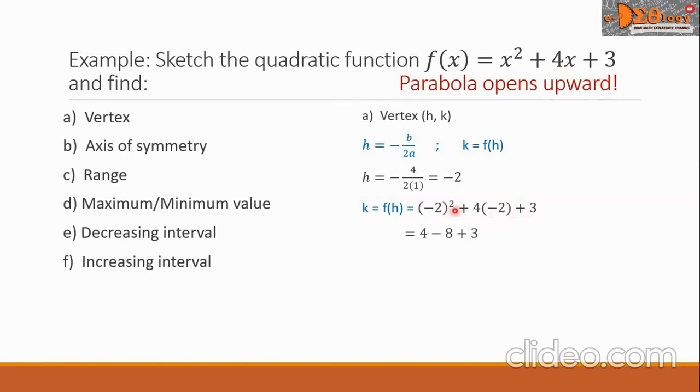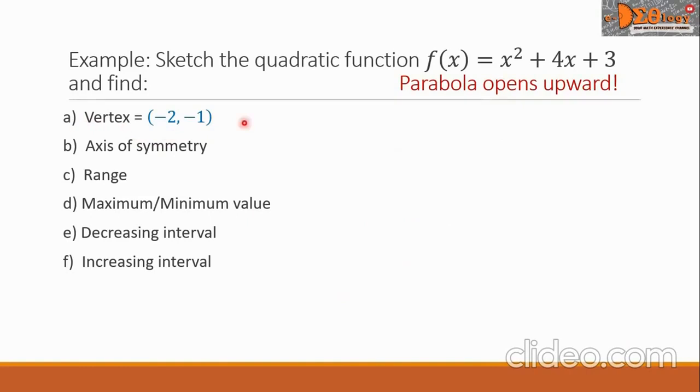Then we simplify. The square of negative 2 is positive 4 plus 4 times negative 2 is negative 8, and then plus 3. Simplifying this, we have the answer k equals negative 1. It means we will write the vertex as an ordered pair. It is negative 2, negative 1. We will copy this value opposite letter A in here. So we have now the answer for the vertex.